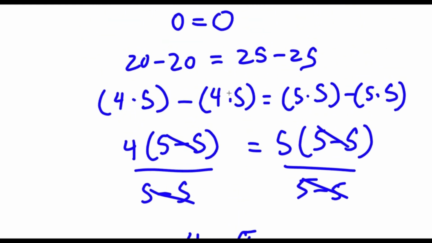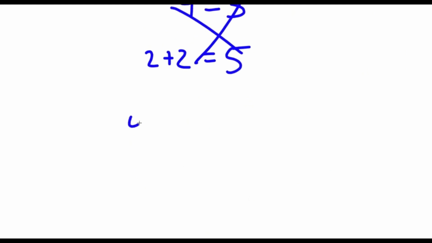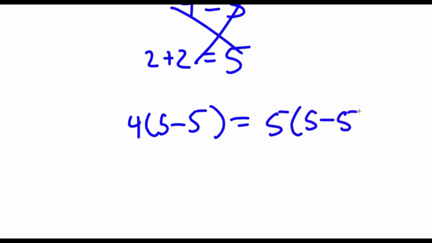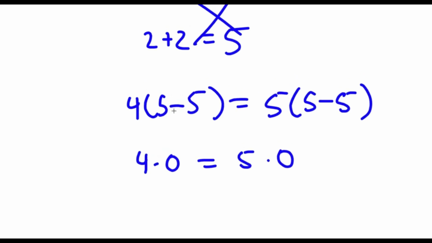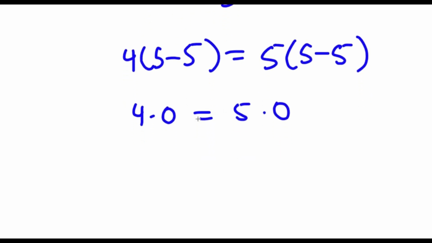So as you can see here, I had 4 times 5 minus 5 is equal to 5 times 5 minus 5. Now, 5 minus 5, this is actually equal to 0. So now I have 4 times 0 is equal to 5 times 0. And what I did was I divided by 5 minus 5 on both sides.